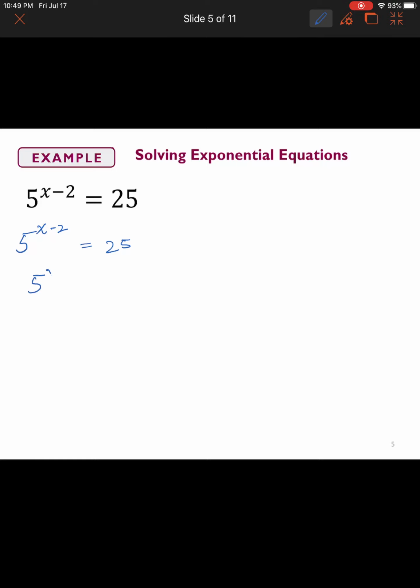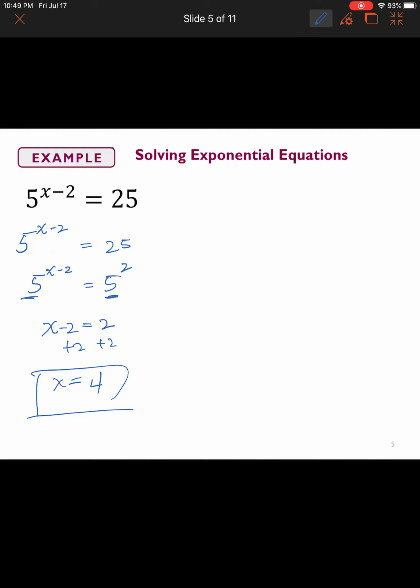25 can be rewritten as base 5. What exponent can 5 be raised to give us 25? That's right, the second. So now, notice we have the bases are the same. Since the bases are the same, now we can take the exponents and set them equal to each other and solve for x. So we have x equal 4.